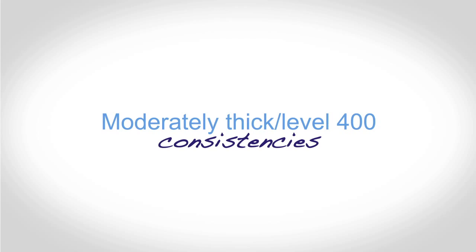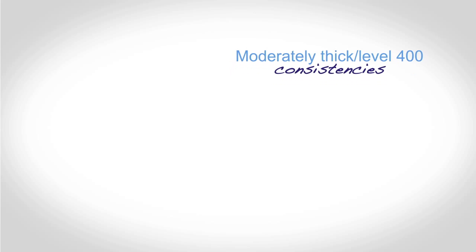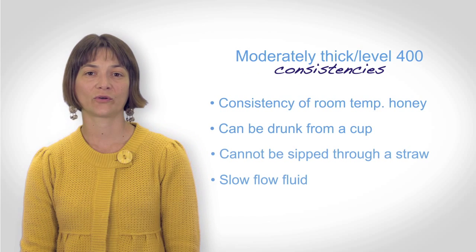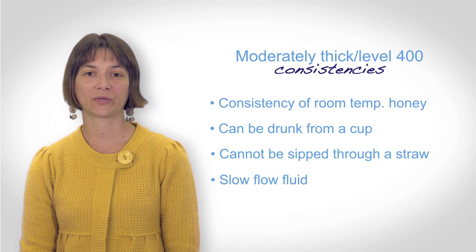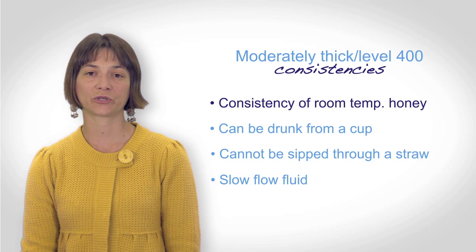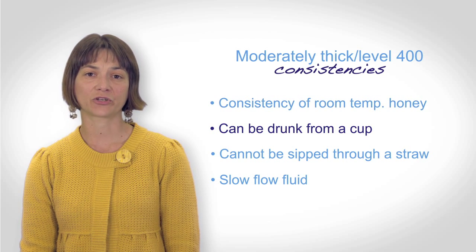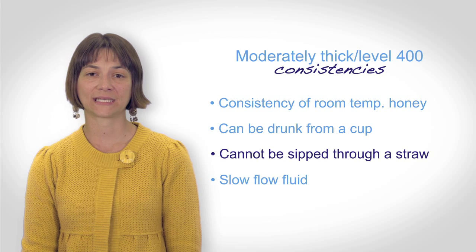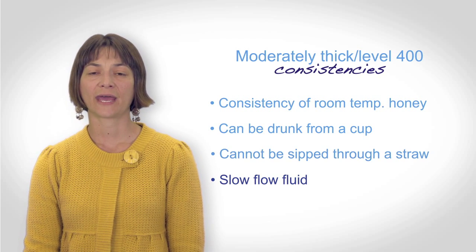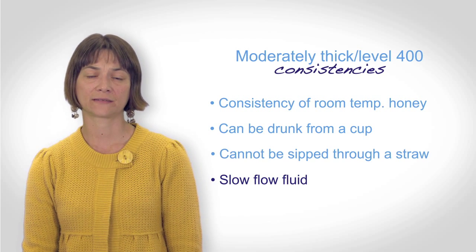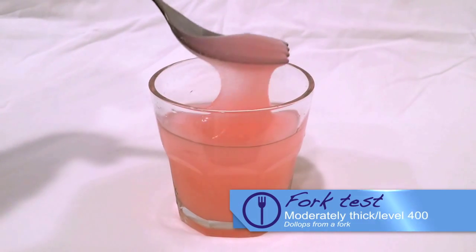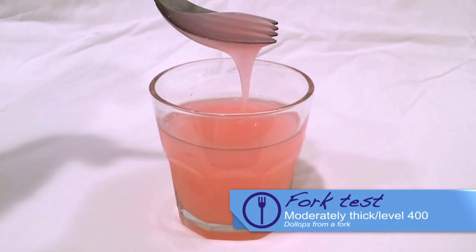Moderately thick or level 400 consistency. Moderately thick or level 400 consistency fluids are the consistency of room temperature honey. They can be drunk through a cup but cannot be sipped through a straw. They are a slow flow fluid. The fork test for this fluid is that it dollops from a fork.